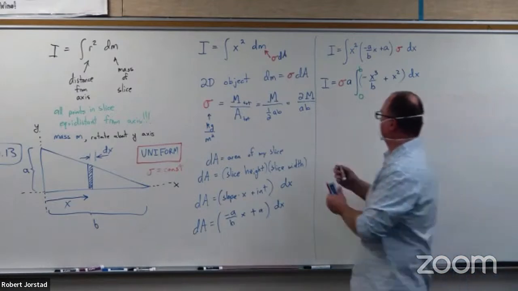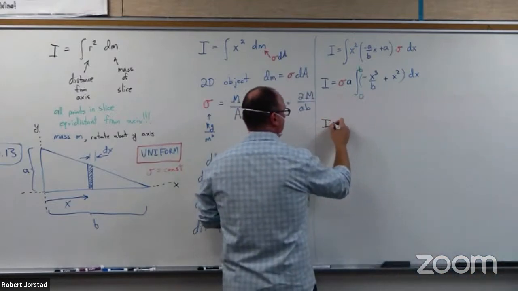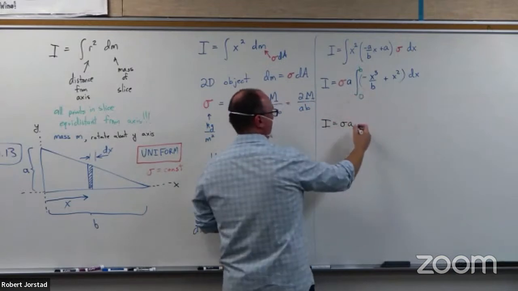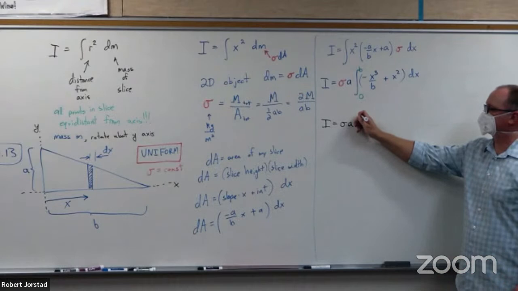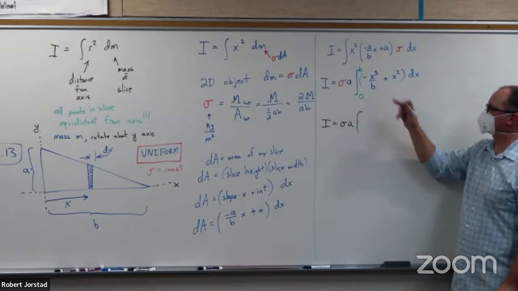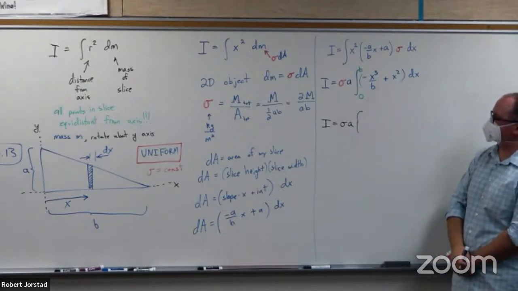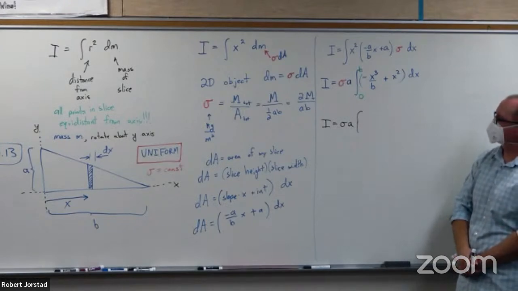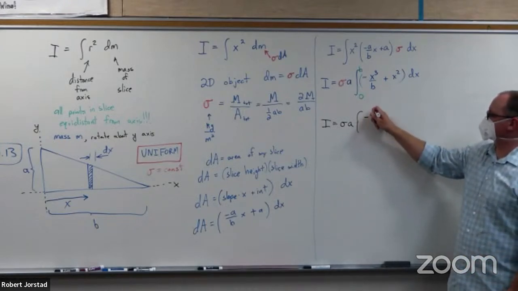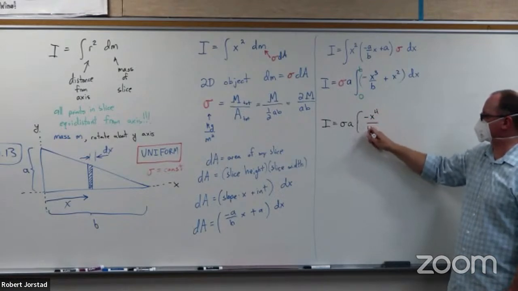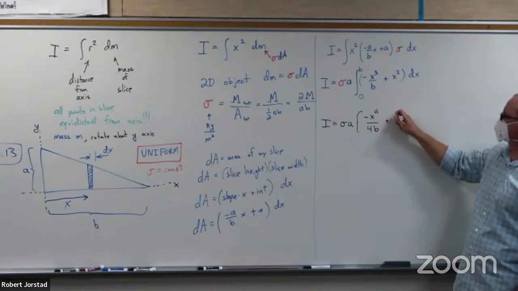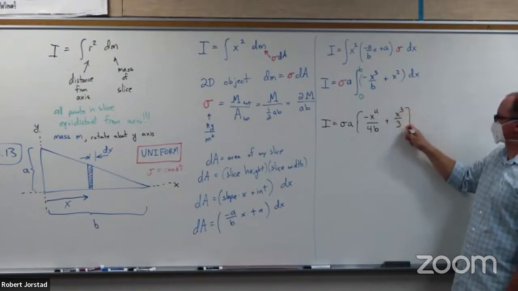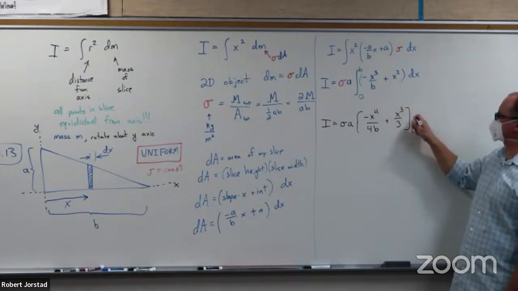So out of here, I get I. Let's see, what do I get on the first term? What does that become? When you integrate negative x cubed over b, what do you get? Negative x to the fourth over 4b. And that one should be what? x cubed over 3. Evaluated at 0 and b.